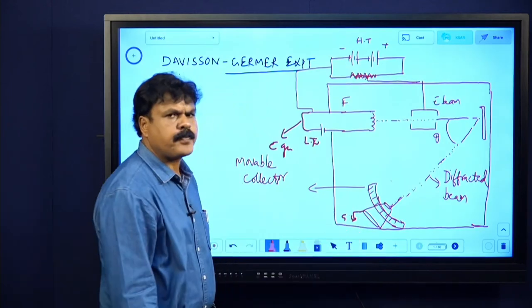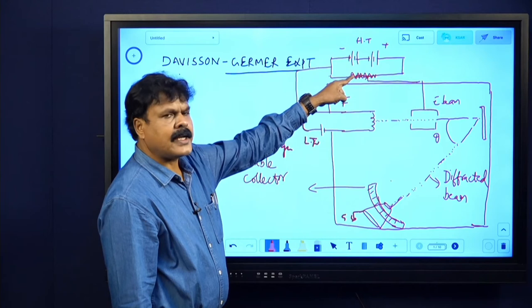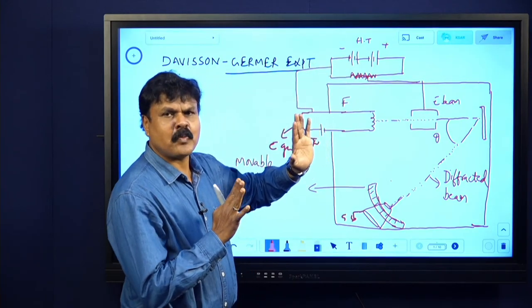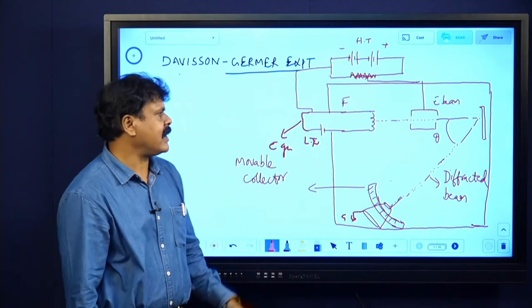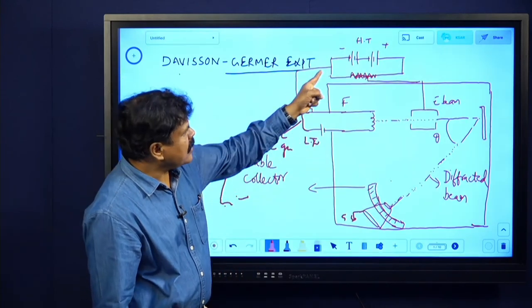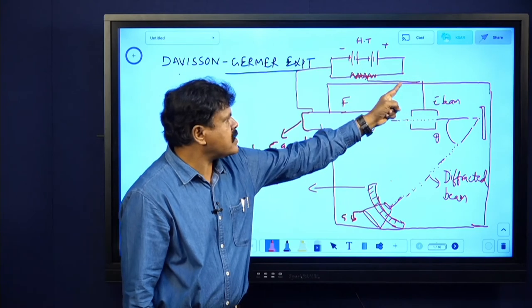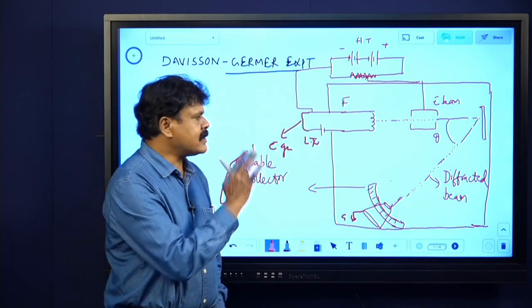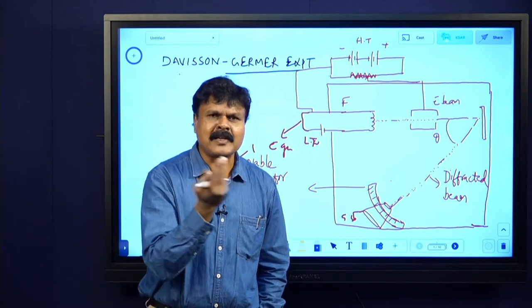You have to practice this. This is the high tension, which is a potential divider arrangement. Here this has been connected to the negative side, and this cylinder is connected to the positive side. Now after drawing this figure, you try to explain that figure.